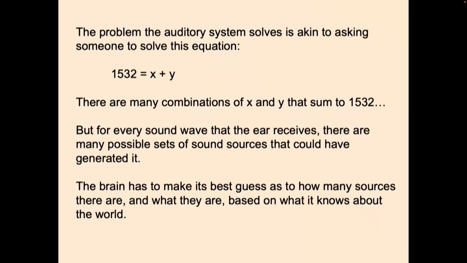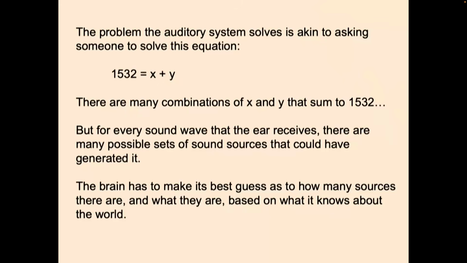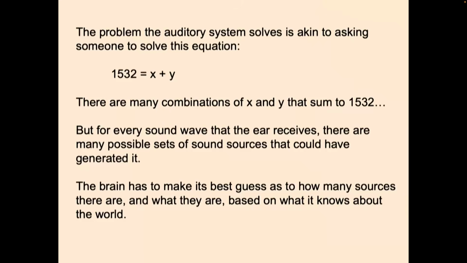Okay? So this is a classic example of an ill-posed problem. It's ill-posed because there are many combinations of source signals that could add up to be equal to the observed mixture signal. So for every sound wave that the ear receives, there is really an infinite set of sound sources that could have generated it. So it's ill-posed. As with any ill-posed problem, the brain has to make its best guess as to how many sources there are and what they are, based on what it knows about the world.